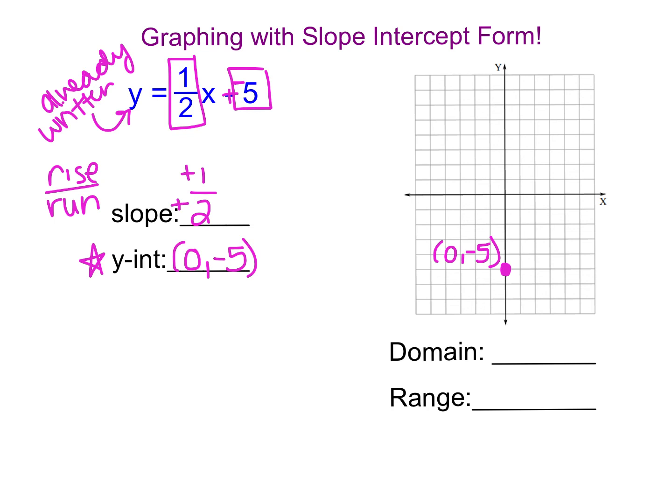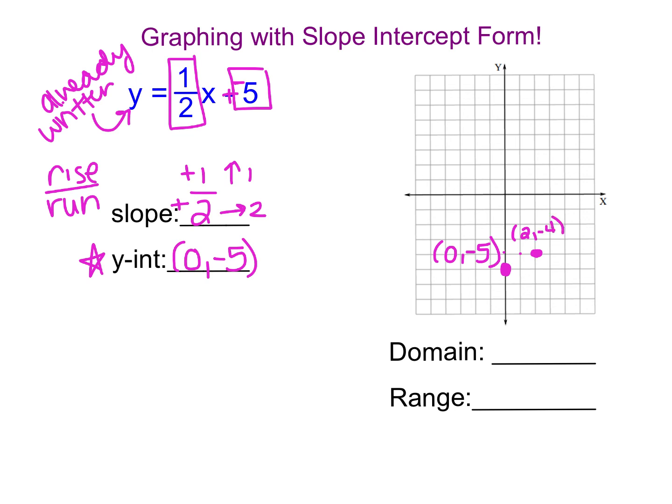So what this is saying is we're going to move 1 in the positive vertical direction, which means we're going to go up 1. And then we're going to move 2 in the positive horizontal direction, so we're going to go to the right 2. So that pattern of up 1, right 2, up 1, right 2 is going to help us find additional points. So we're going to go up 1, right 1, 2, and plot. So we're at x is 2, y is negative 4.